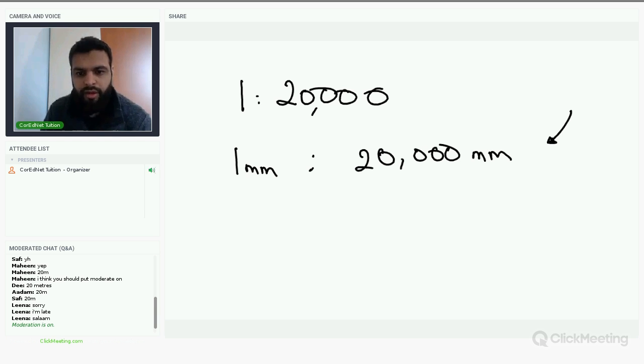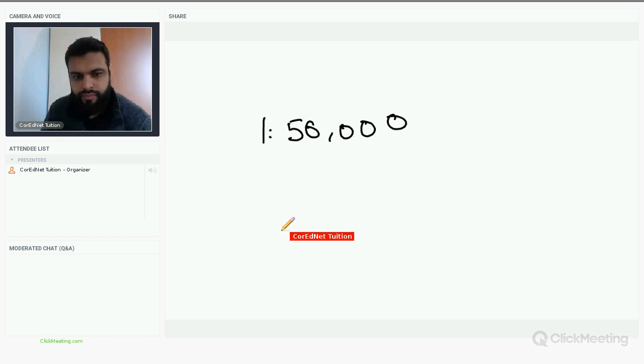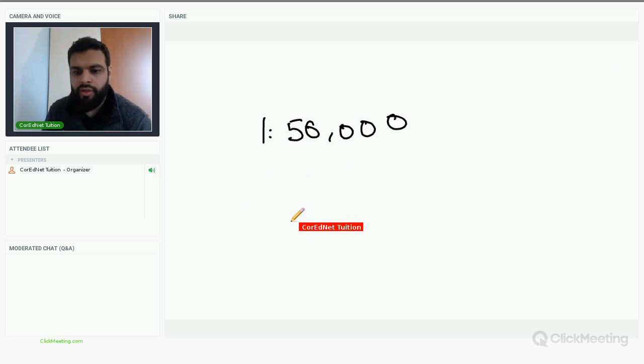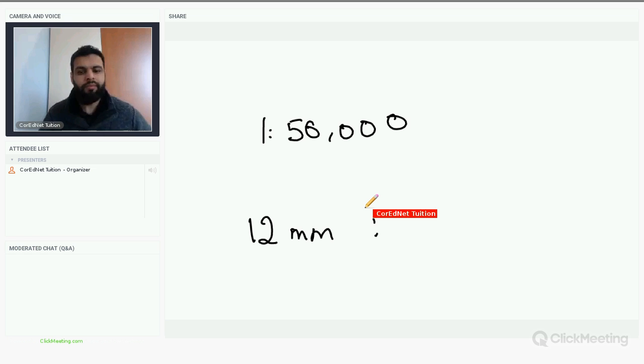Does that make sense? You have to be quite confident with converting between meters, millimeters and centimeters. So if you had a scale of 1 to, let's say, 50,000. We're just recapping scales, scale drawings. If you have 1 to 50,000 and you measure 12 millimeters on your map, in real life, what would that distance be?